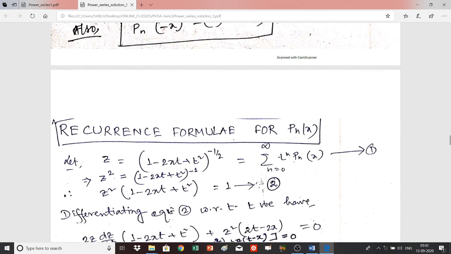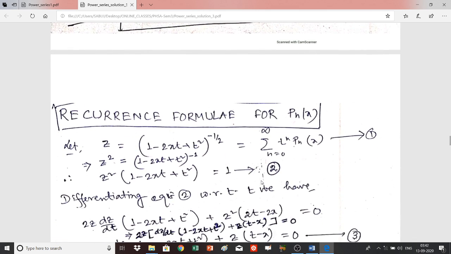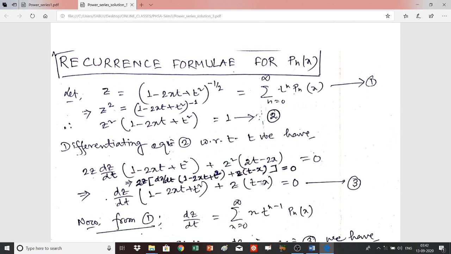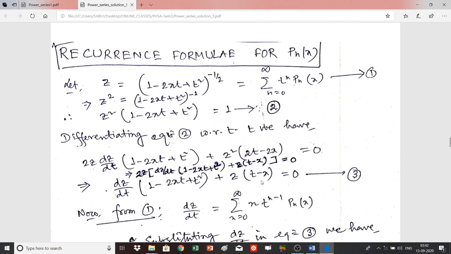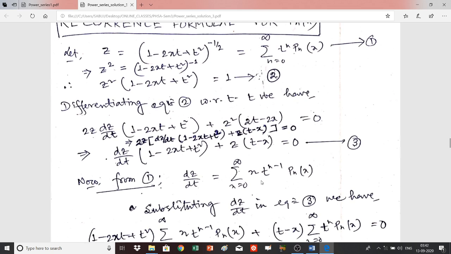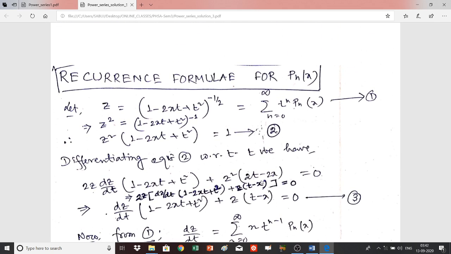And then come to the recurrence formula for Pn. The recurrence formulas are some relations which can be carried out from the different forms of Pn(x). So in this topic we will find out different relationships using Pn(x). So let z be a function, z equal to (1 minus 2xt plus t squared) to the power minus half.